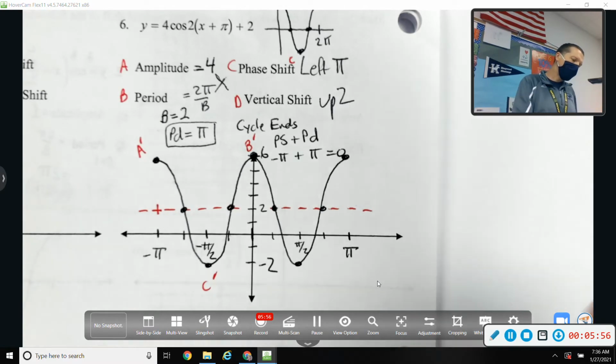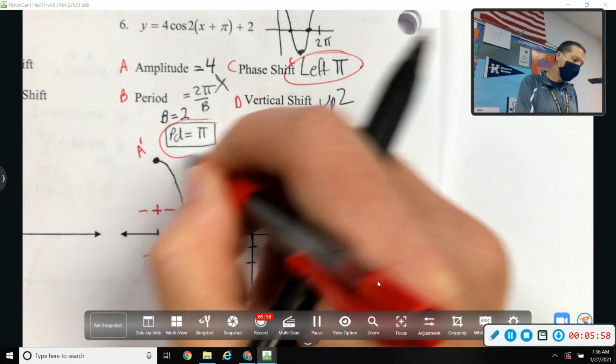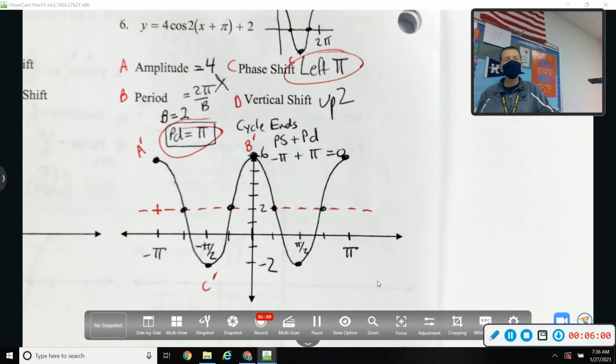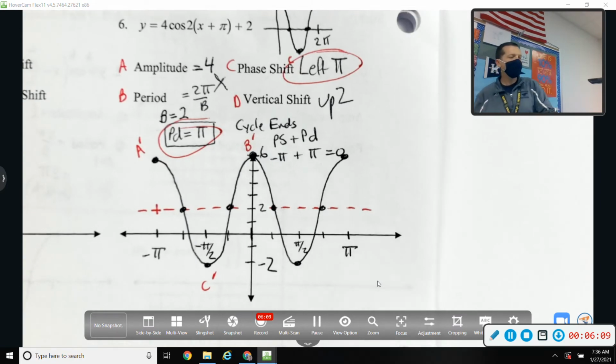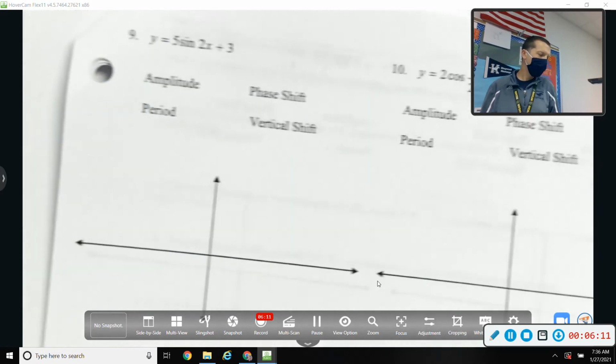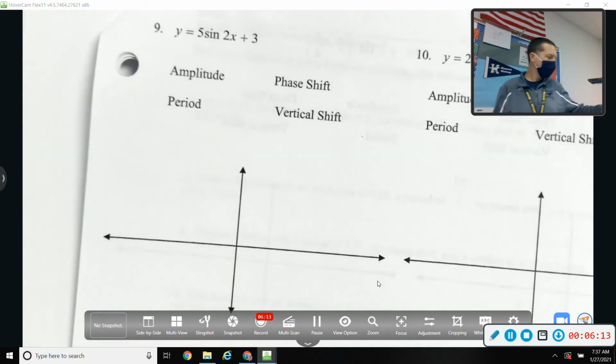That one worked out really well because the period and the phase shift were kind of synced up. So that one turned out pretty nice. Let's look at number 9. That was the other one we assigned.